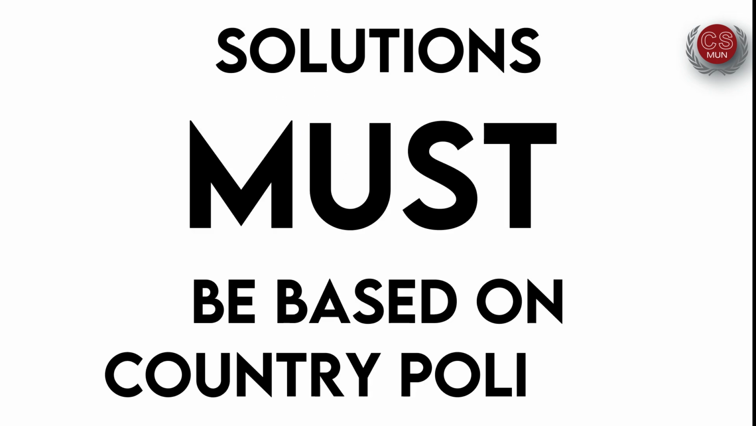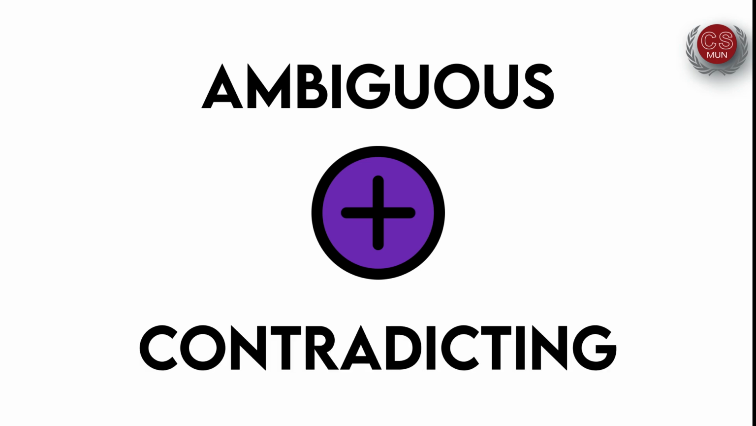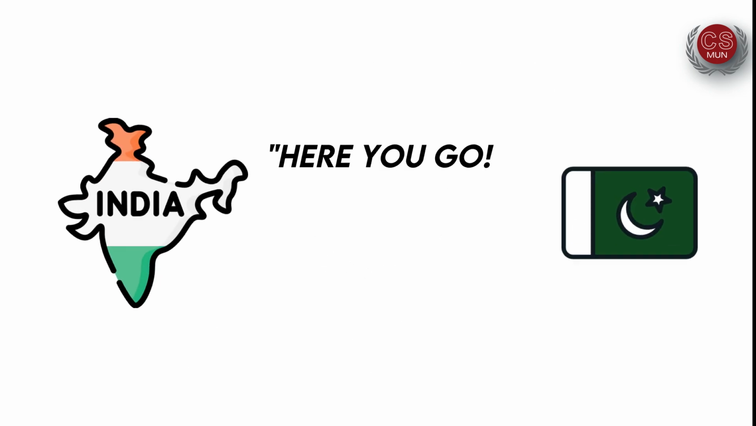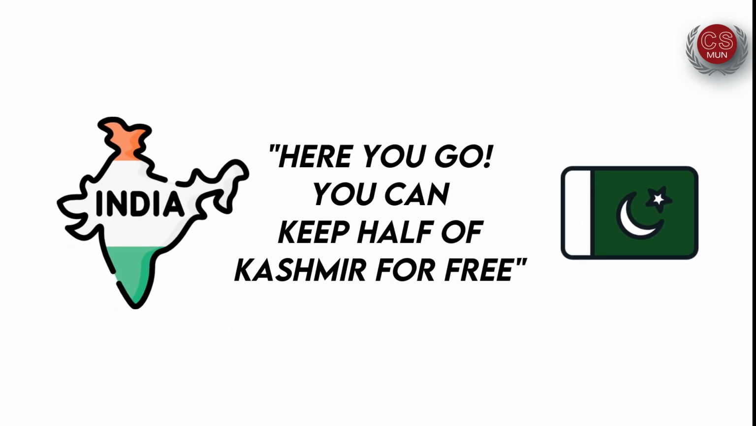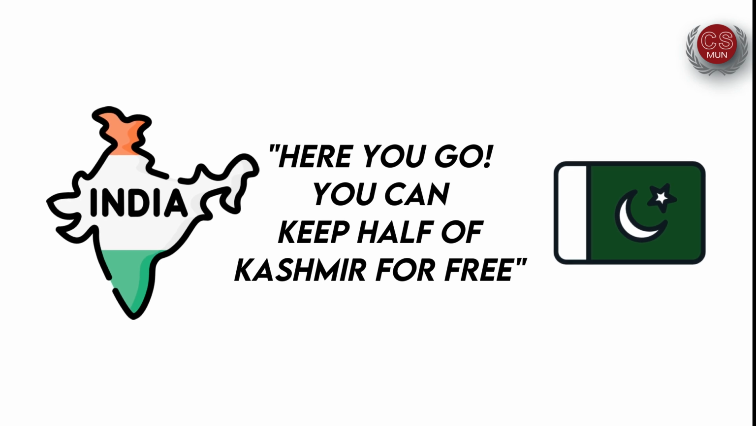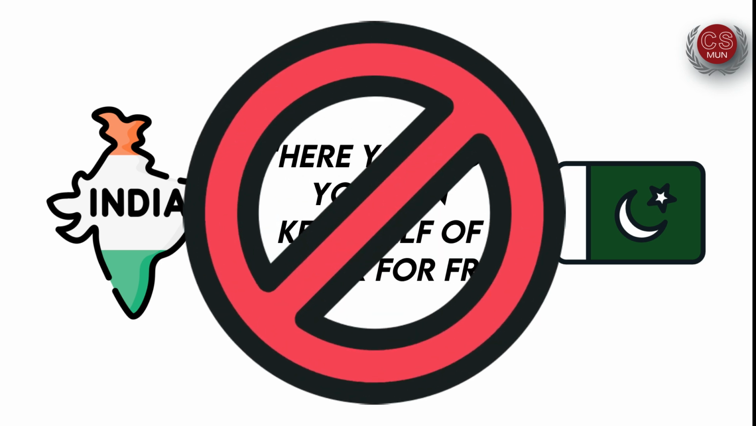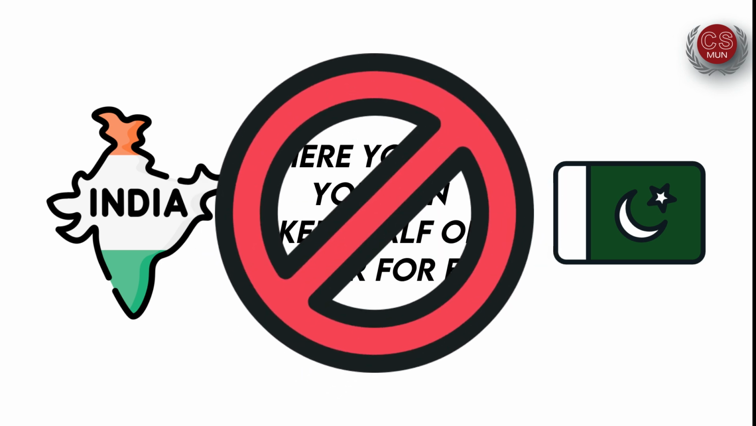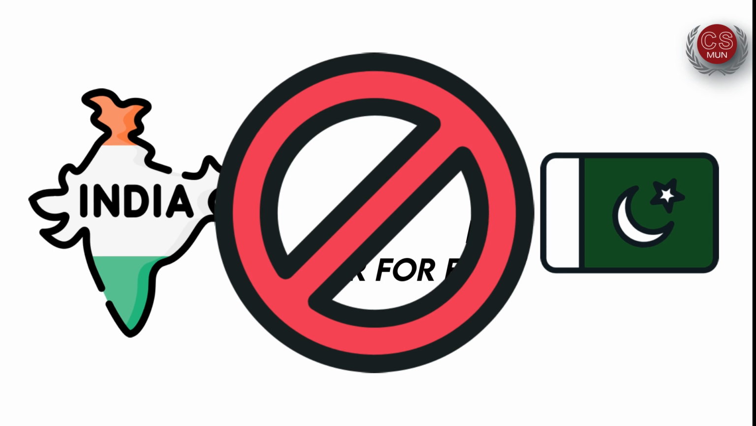Another common mistake delegates must avoid is framing solutions that are not aligned with their country's policies. This makes the document ambiguous and contradicting. For example, the delegate of India cannot decide to give up half of Kashmir to Pakistan just for the sake of solving the conflict in that area. This effort clearly does not align with India's policies and thus makes the solution impractical.